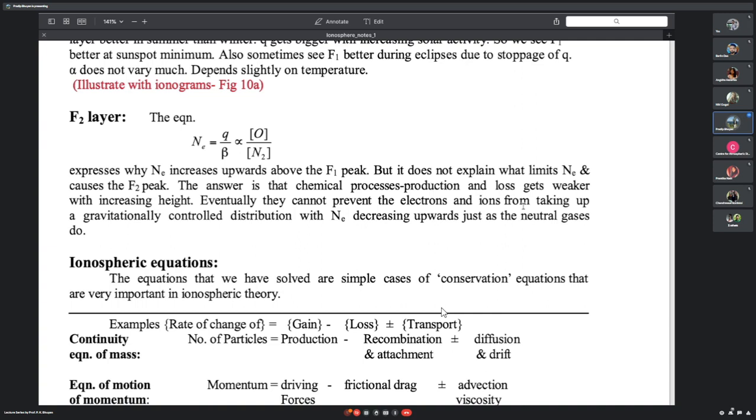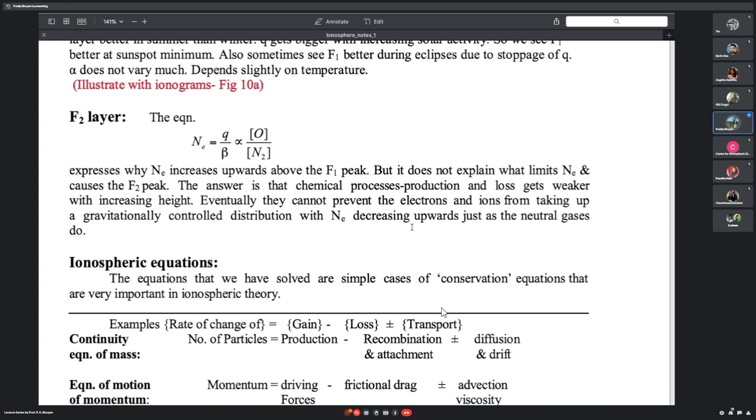These production and loss processes become weaker. That means this recombination will become weaker, and the process itself, the dN/dt equals Q minus loss, becomes slow as you go up with increasing height, and that will prevent the electrons and ions from taking up a gravitational control distribution with N decreasing upward. So N at some point will decrease.